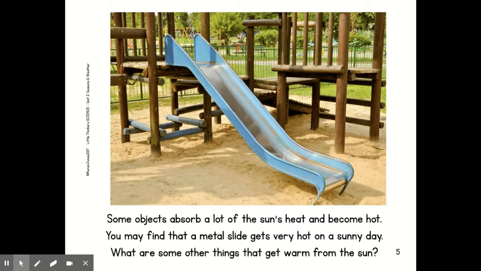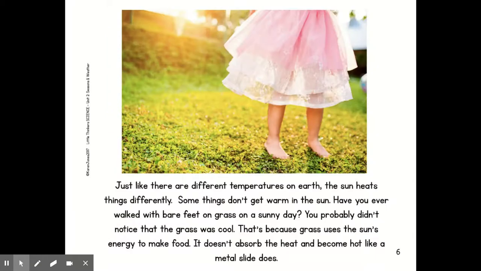Some objects absorb a lot of the sun's heat and become hot. You may find that a metal slide gets very hot on a sunny day. What are some other things that get warm from the sun? Just like there are different temperatures on Earth, the sun heats things differently. Some things don't get warm in the sun. Have you ever walked with bare feet on grass on a sunny day? You probably didn't notice that the grass was cool. That's because grass uses the sun's energy to make food. It doesn't absorb the heat and become hot like that metal slide does.